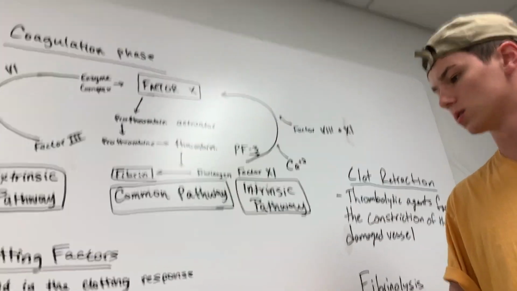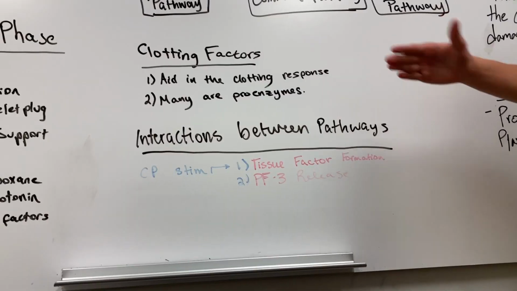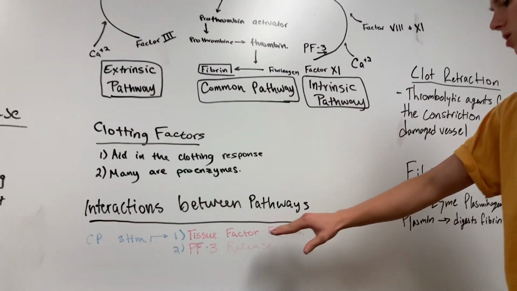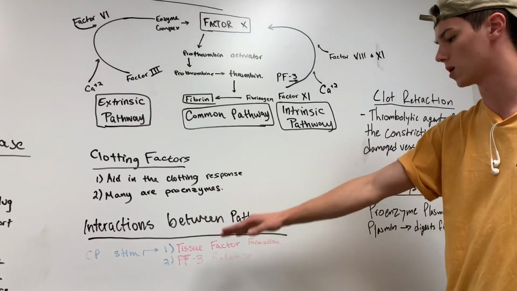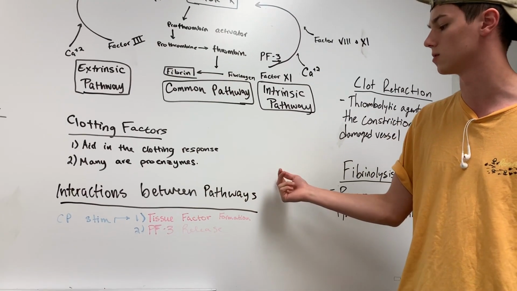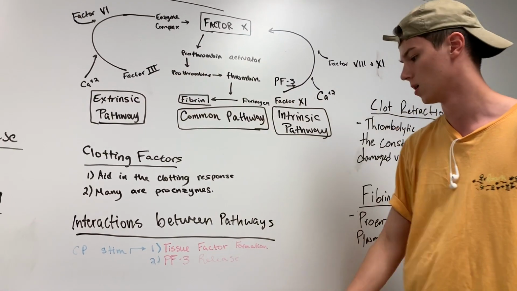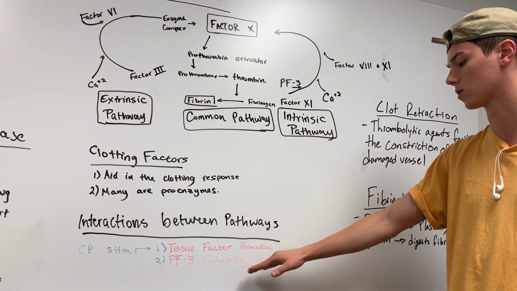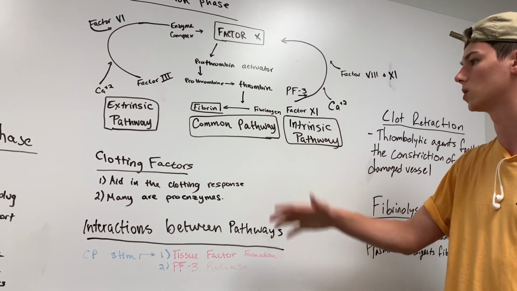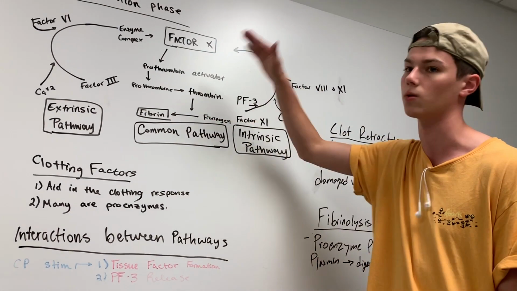There are some interactions, and the common pathway, this is a positive feedback regulation. So the common pathway will stimulate tissue factor formation in the extrinsic pathway, and it will stimulate PF3 release in the intrinsic pathway, which will just keep going with this cycle.